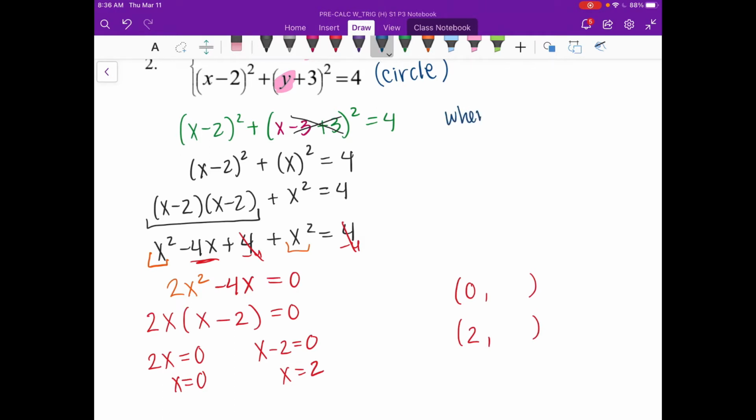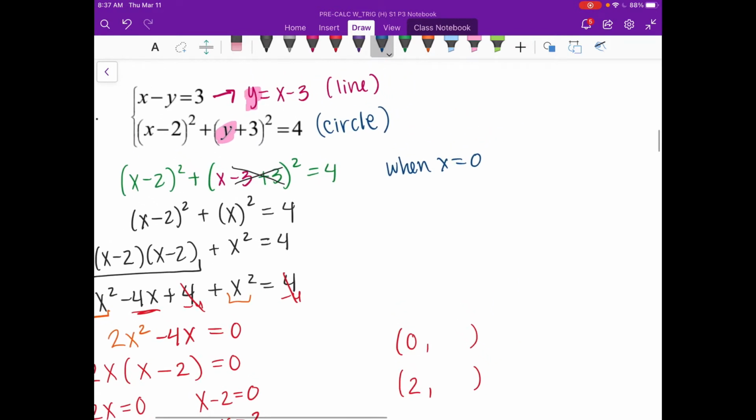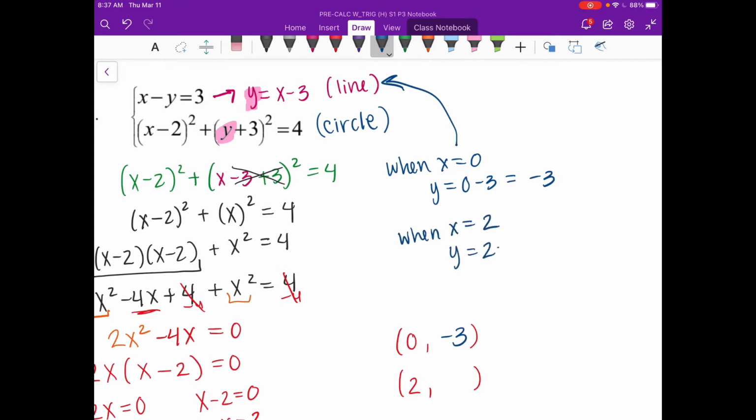So when x equals 0, what is y going to equal? I'm going to just use this one again that I already rearranged. So y equals 0 minus 3. Therefore, y is negative 3. So y is going to be negative 3 when x equals 0. And when x equals 2, I substitute that in, 2 minus 3, I get negative 1. So y is going to be negative 1 when x is 2. So let's go ahead and check our graph.